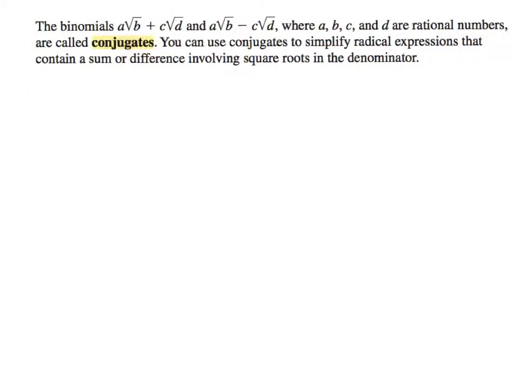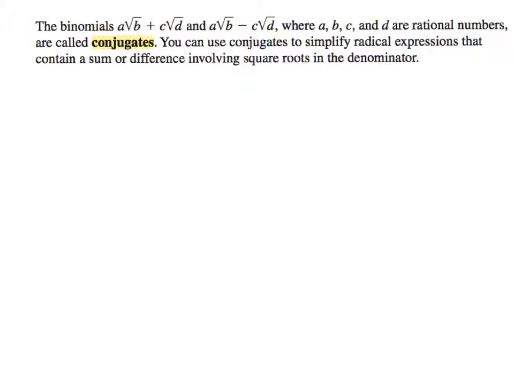Now the binomials, a root b plus c root d and a root b minus c root d, where a, b, c, d are rational numbers, are called conjugates. You can use conjugates to simplify radical expressions that contain a sum or difference involving square roots in the denominator.